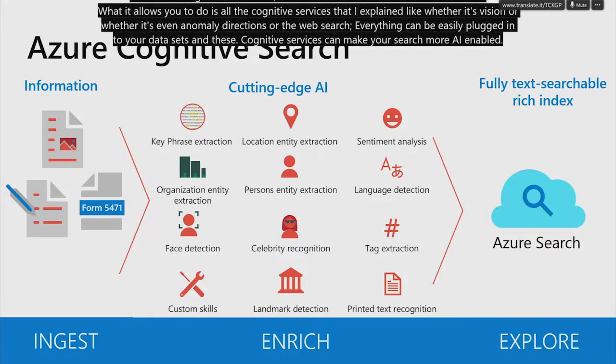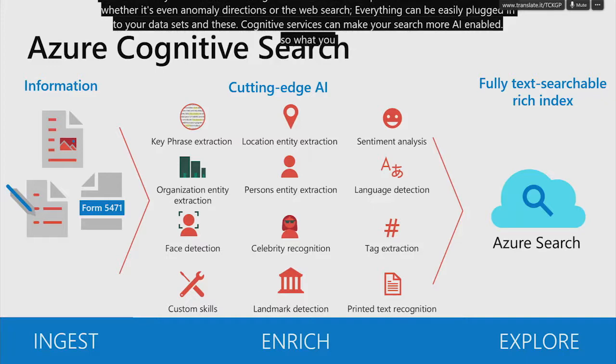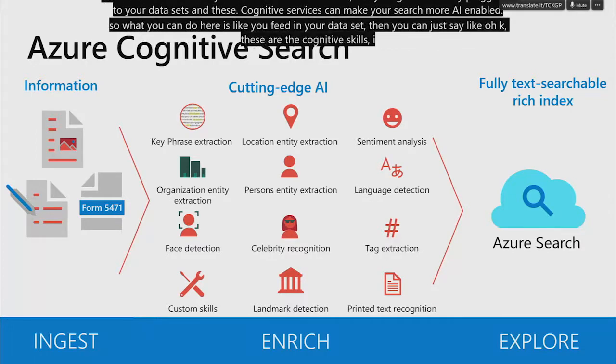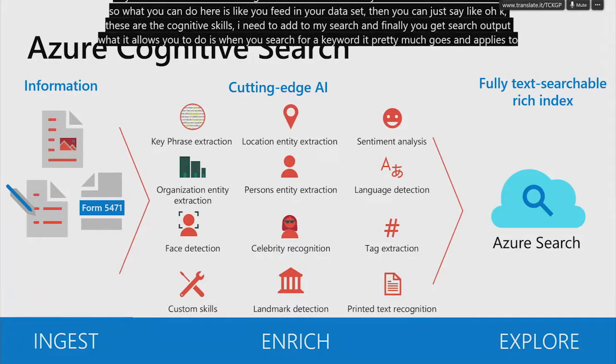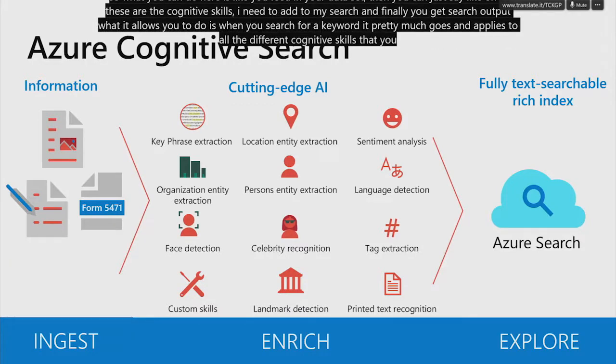So what you can do here is feed in your data set, then say, okay, these are the cognitive skills I need to add to my search, and finally you get a search output. What it allows you to do is, when you search for a keyword, it goes and applies all the different cognitive skills that you have chosen, and it searches against those cognitive skills.